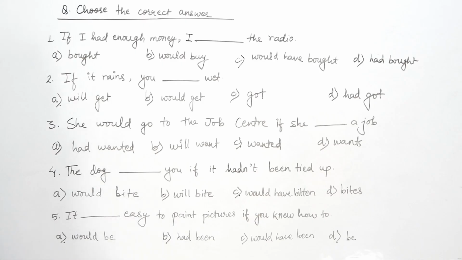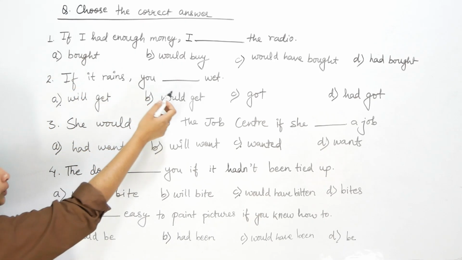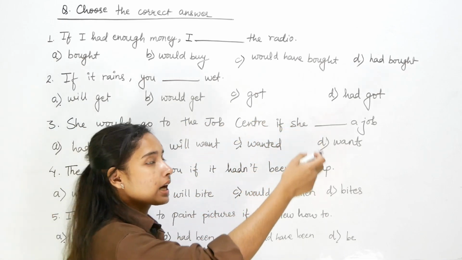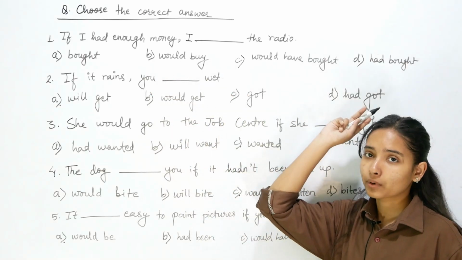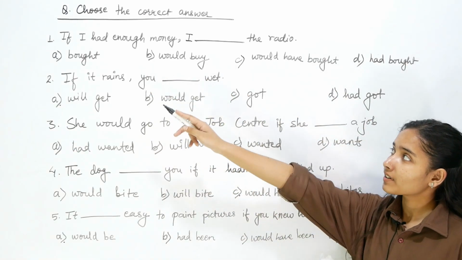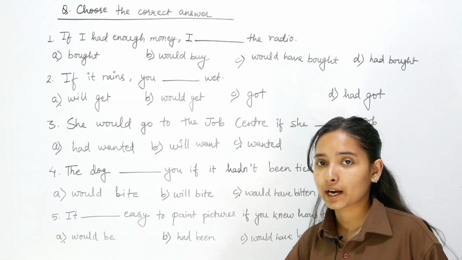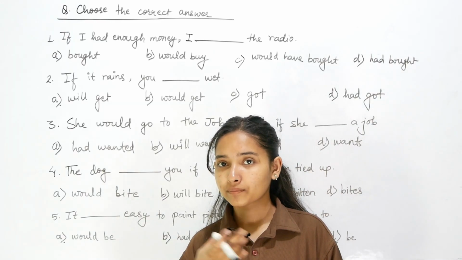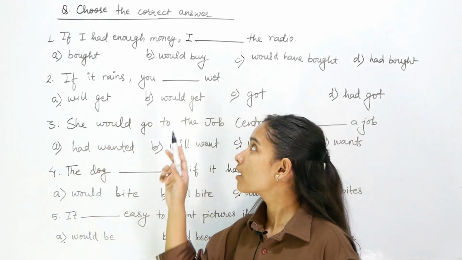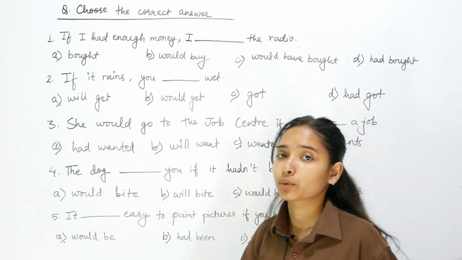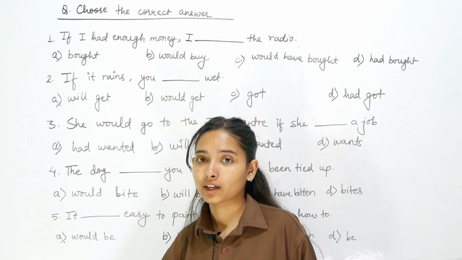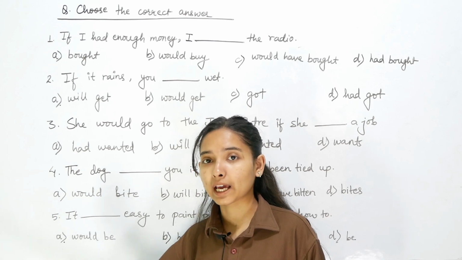So let's look at the first question that we have: if I had enough money, I dash the radio. Now we have options bought, would buy, would have bought and had bought. So यो चाहिँ कुन चाहिँ type मा पर्छ भने this would be if I had money. Let's see. If I had money, if मसँग पैसा हुन्थ्यो भने which is past, I dash the radio. If मसँग पैसा हुन्थ्यो भने म यो काम गर्थे, which forms in type 3.